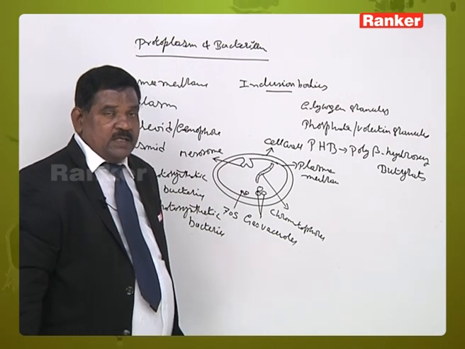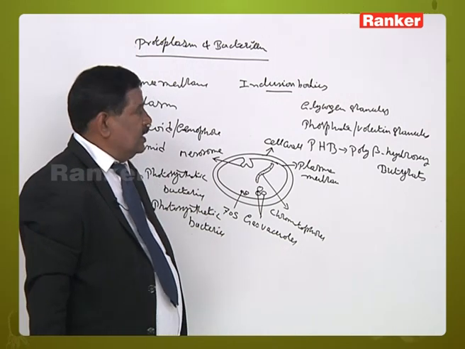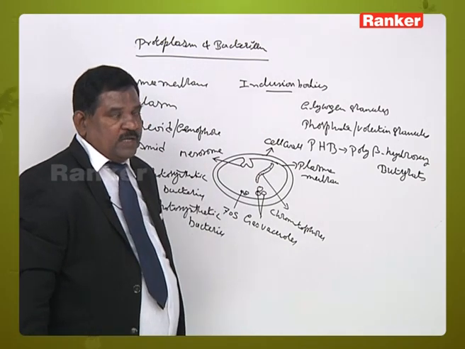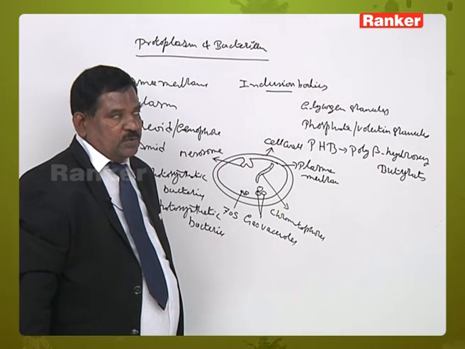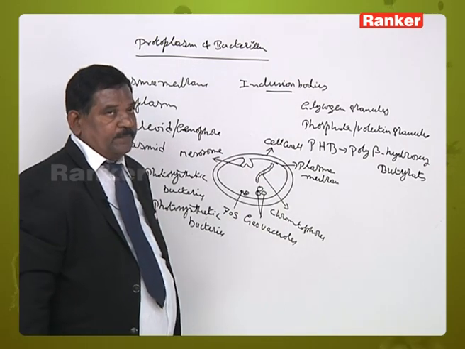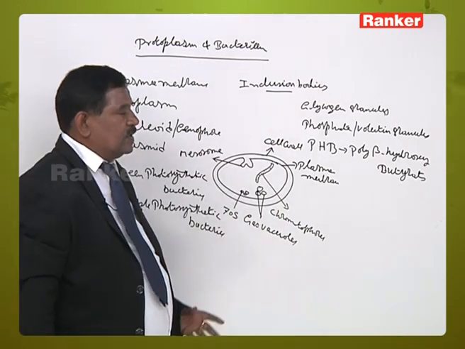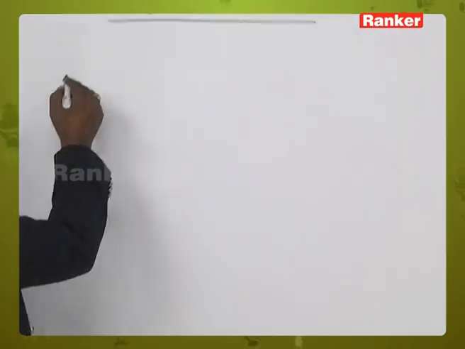Glycogen is a carbohydrate. It is a polysaccharide. Glycogen is a homopolysaccharide of glucose molecules. All these are the reserved food material in the cytoplasm.